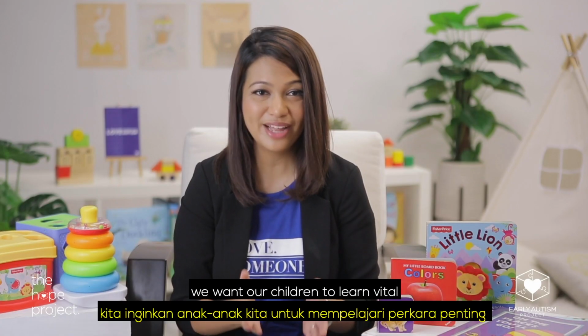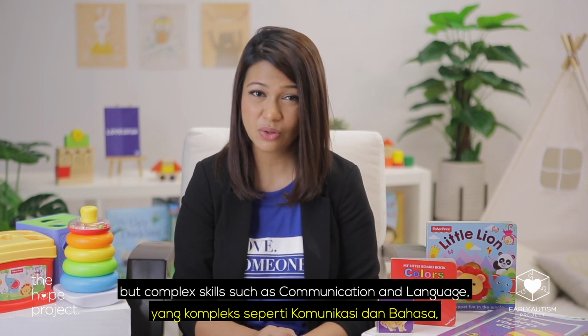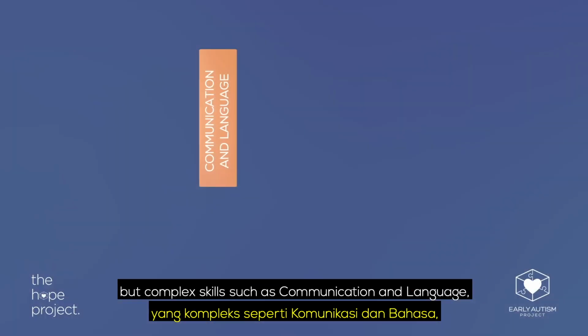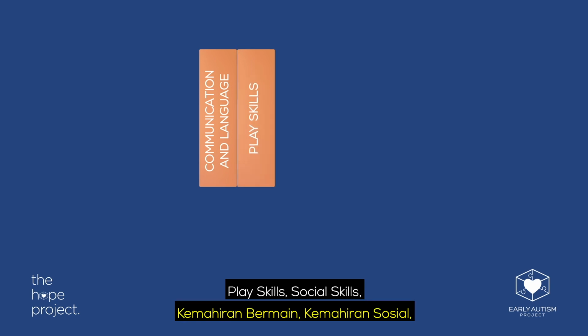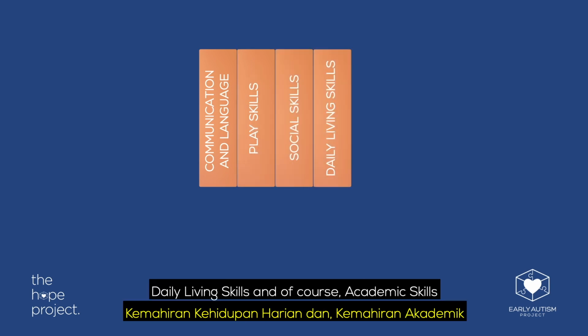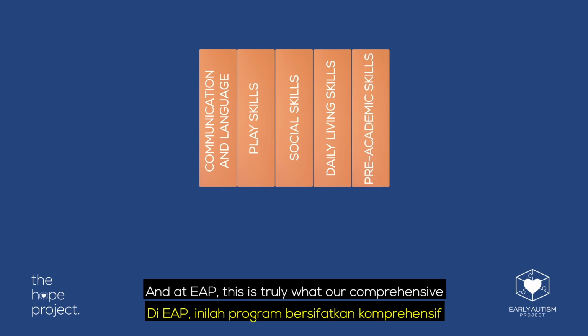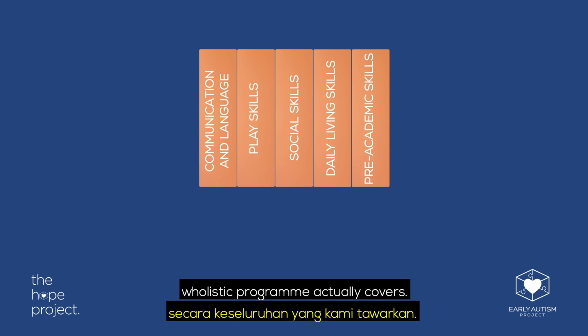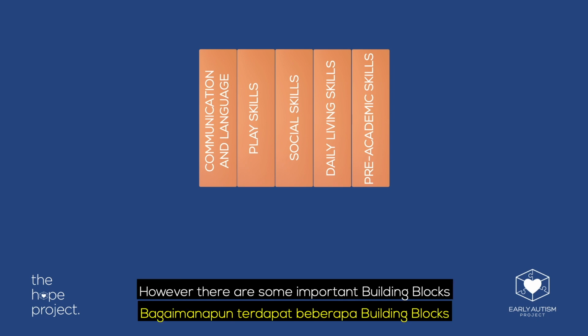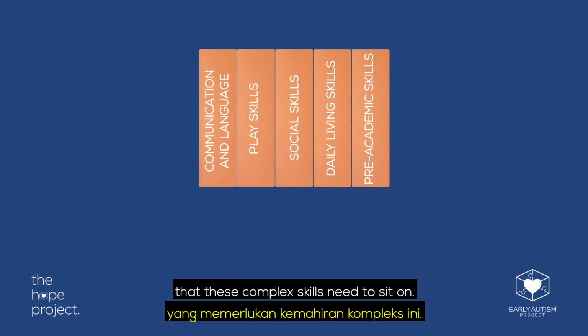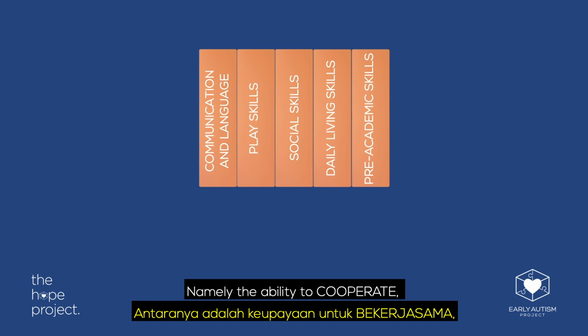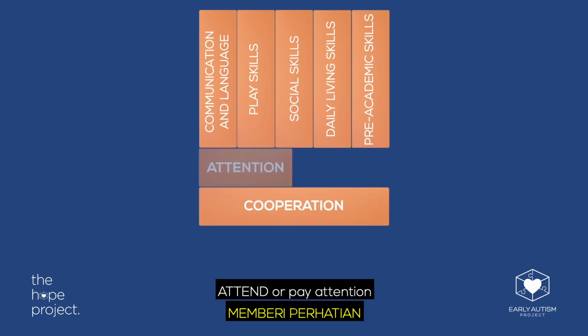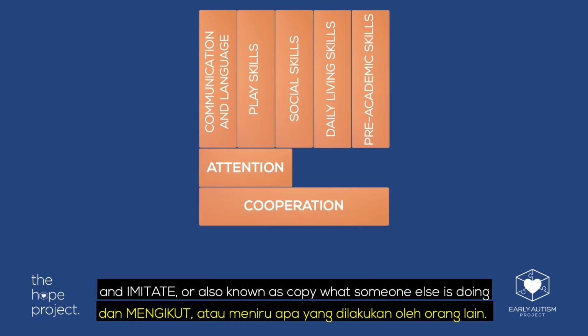As parents, we want our children to learn vital but quite complex skills, such as communication and language, play skills, social skills, daily living skills, and of course, academic skills. And at EAP, this is truly what our comprehensive, holistic program actually covers. However, there are some very important building blocks to a strong foundation that these complex skills need to sit on, namely the ability to cooperate, attend or pay attention, and imitate, also known as copy what someone else is doing.